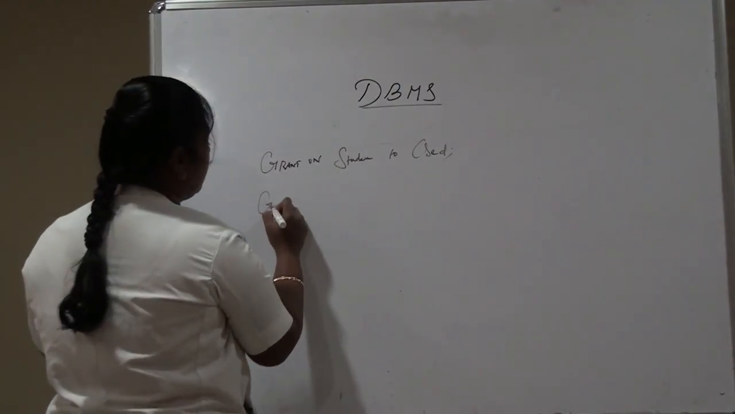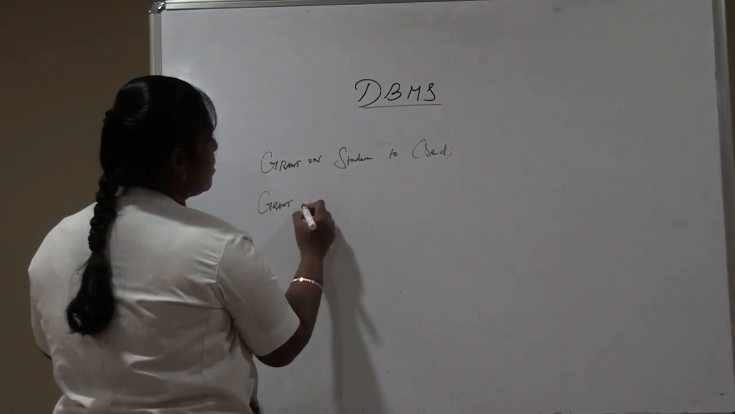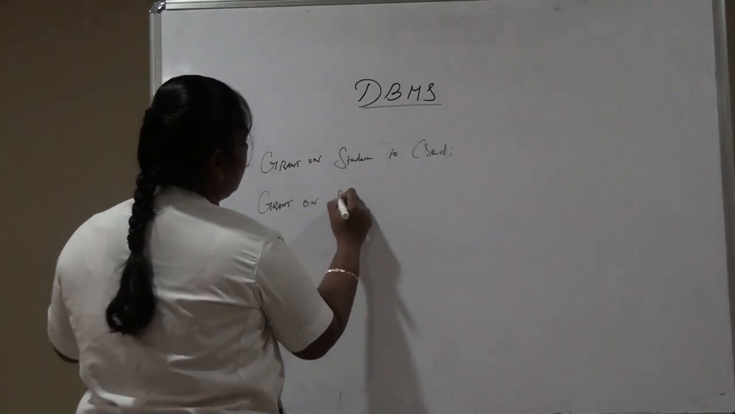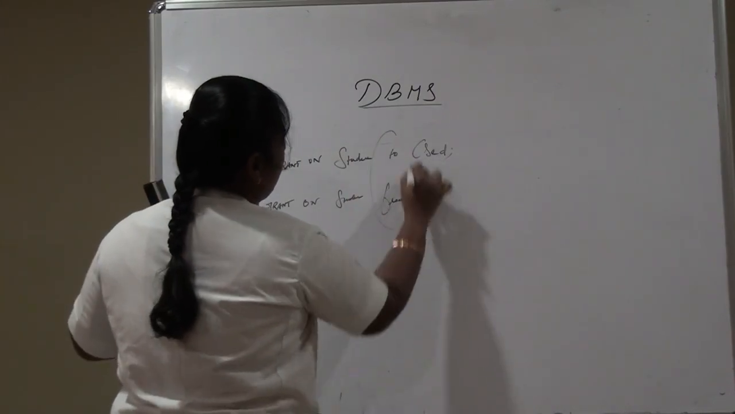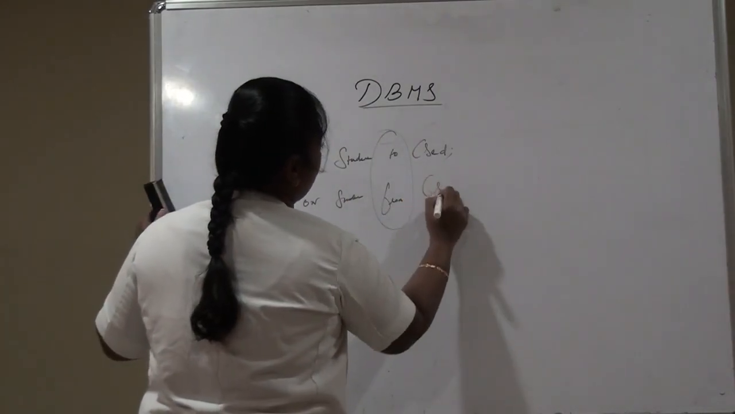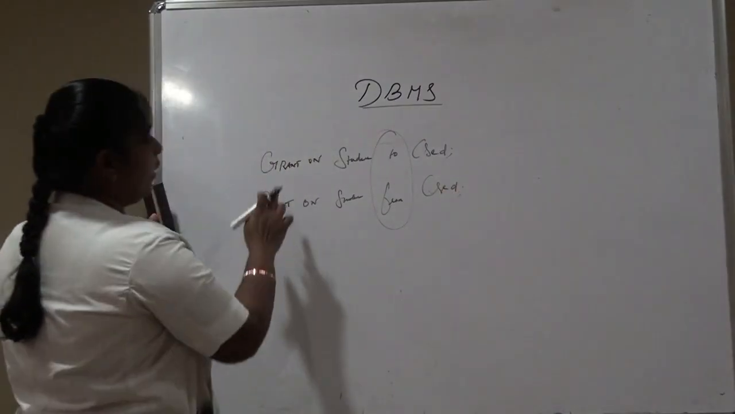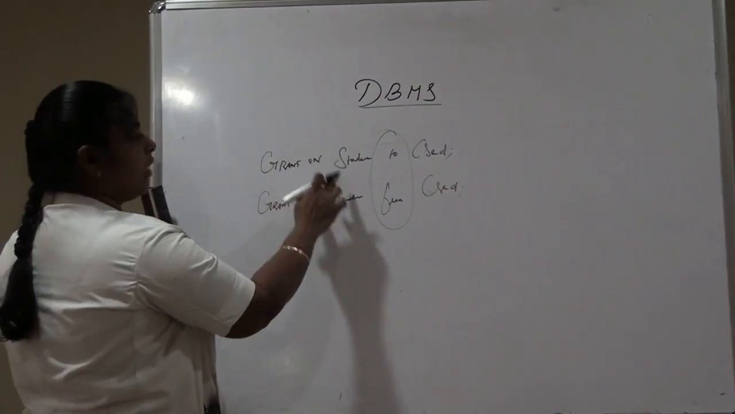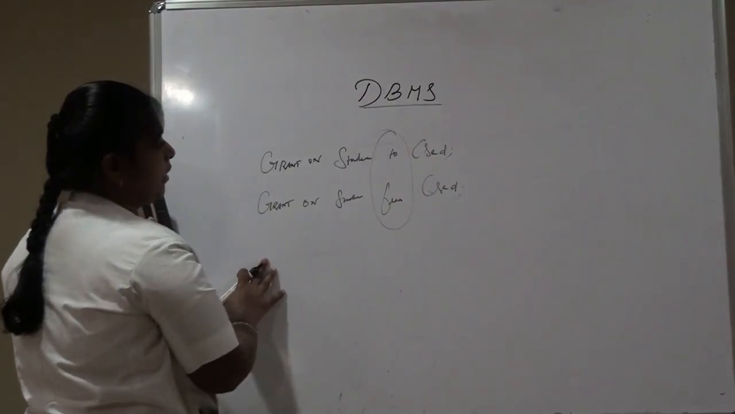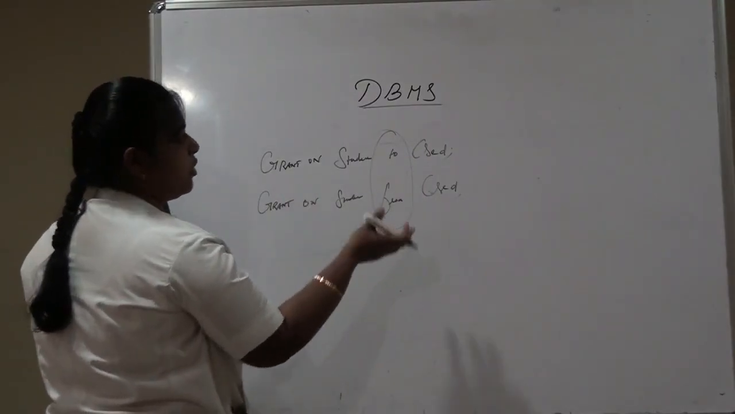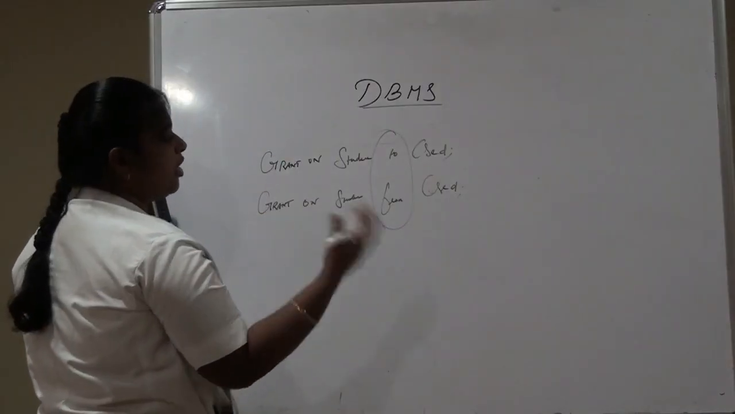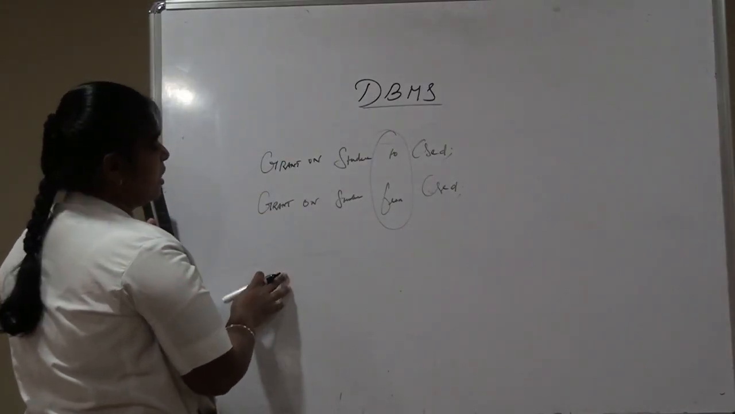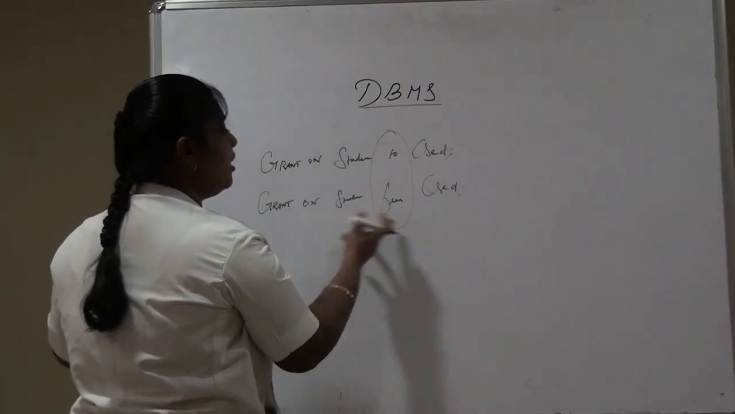Again, grant on table name from username. You are going to give your access rights to the CSD user. After accomplishing your CSD expectations on the user table, you are again going to revoke the corresponding access provision with the help of grant on student from username.